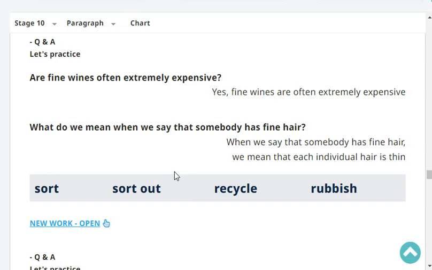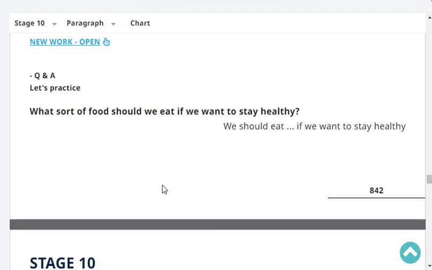When we say that somebody has fine hair, we mean that each individual hair is thin. Very good.